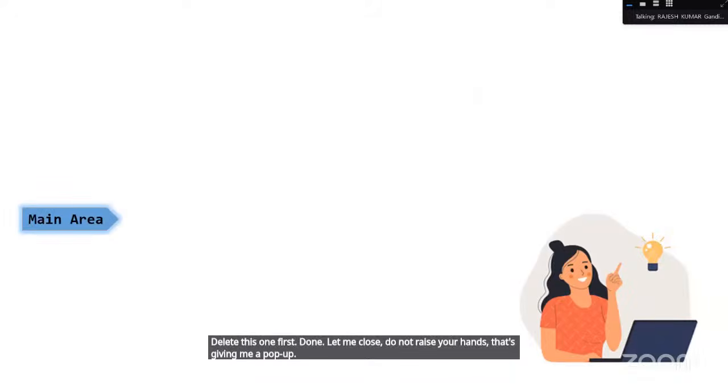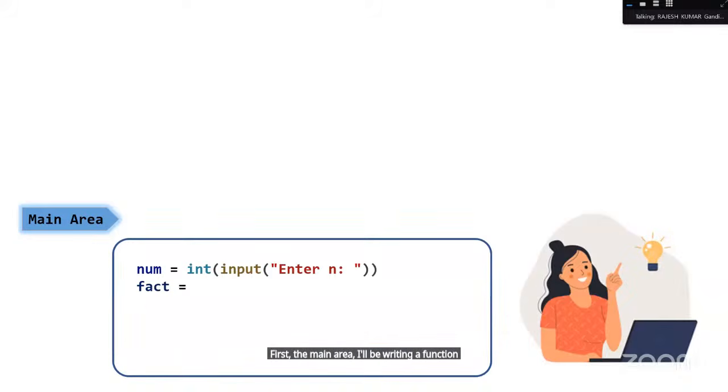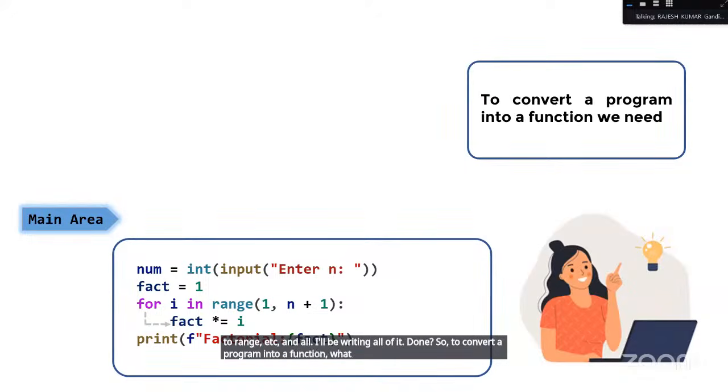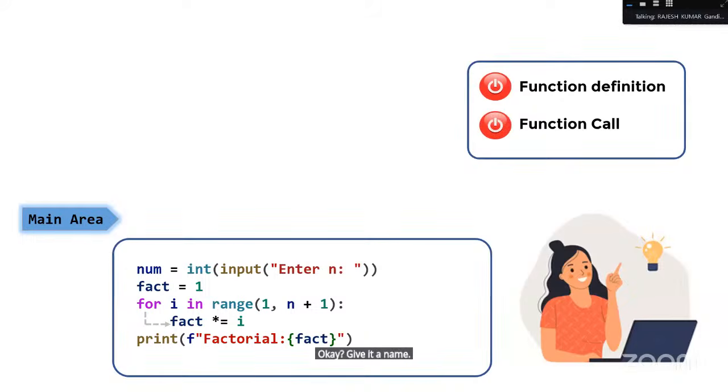First, in the main area, I'll be writing a function, and run fact is equal to range, etc. I'll be writing all of it. Done. So to convert a program into a function, what do you have to do? What did I tell you? Simply cut it out, give it a name, drop it there. That's it. So there are two mandatory parts, the function definition.